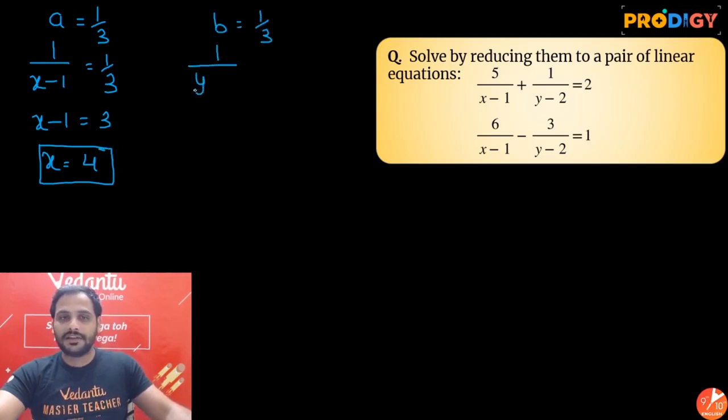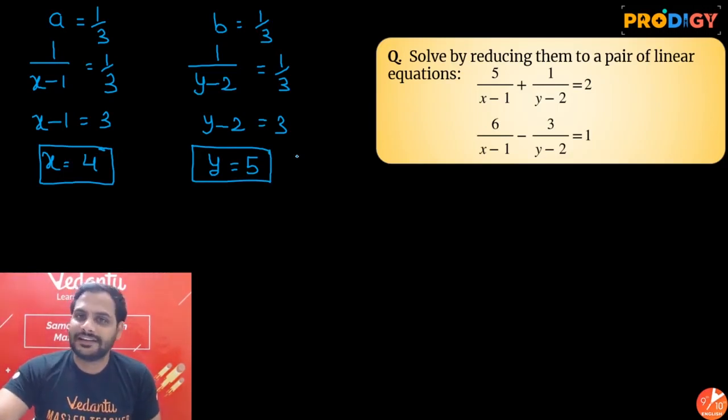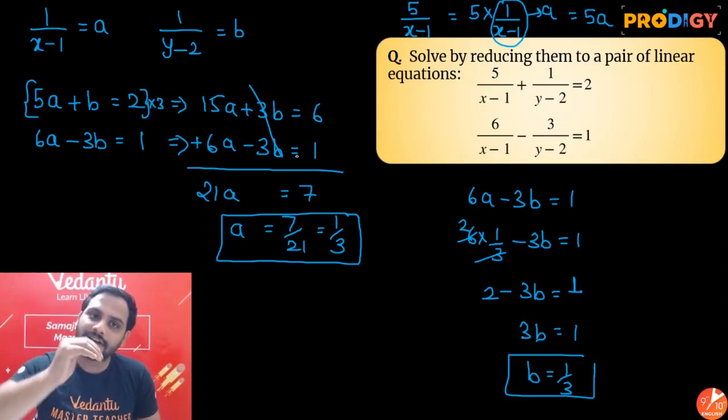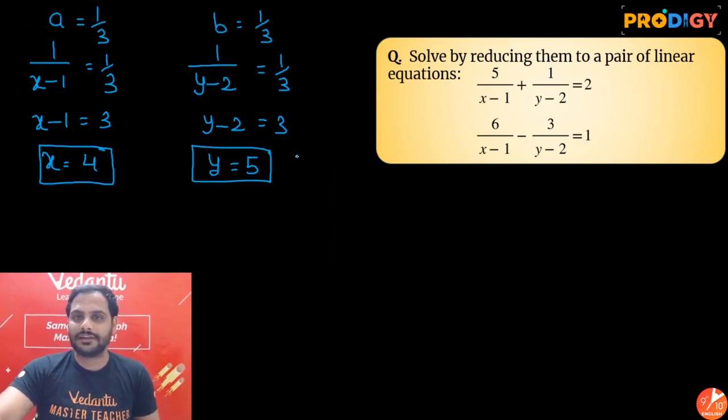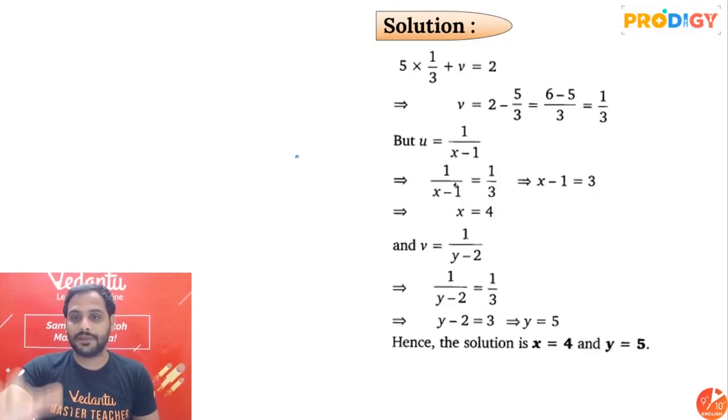That means b is 1 upon y minus 2 is equal to 1 by 3. Reciprocate, y minus 2 is equal to 3. Minus 2 shifted over there, y is equal to 5. So we have got x is equal to 4 and y is equal to 5. Okay? So although the equations are not in linear equation form, into variables form, but we have converted it and then solved. Okay? So this is a very important topic guys, very important topic in this chapter. So please don't forget session 4, please go through it if you have not.